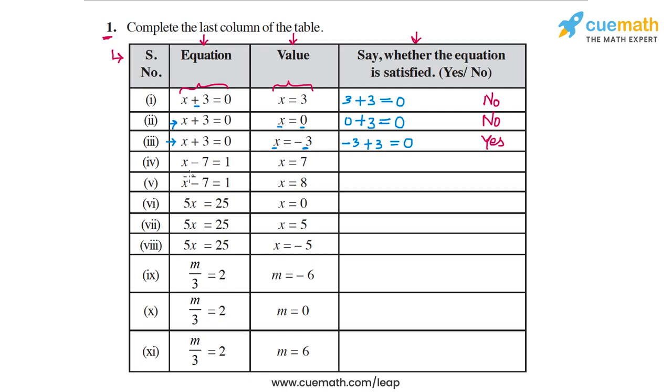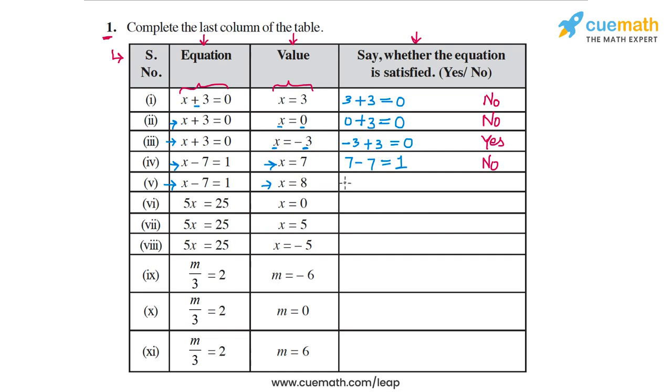Then in the fourth part, we have the equation as x minus 7 equal to 1 and the variable is x equal to 7. So let's substitute this. So we get 7 minus 7 on the left hand side, and on the right hand side we get 1. Now 7 minus 7 is 0, but the RHS is 1. So this equation is not satisfied. So we write no.